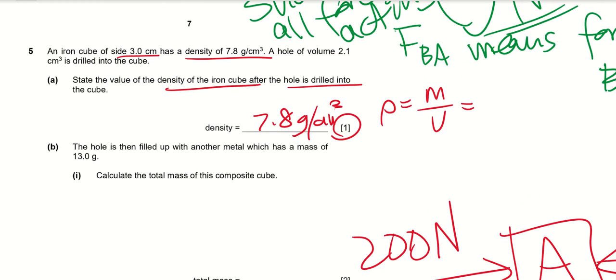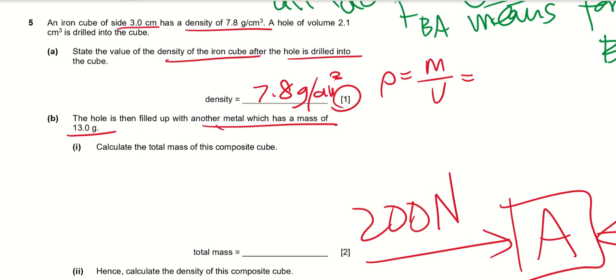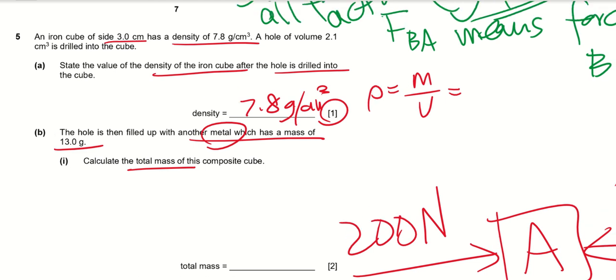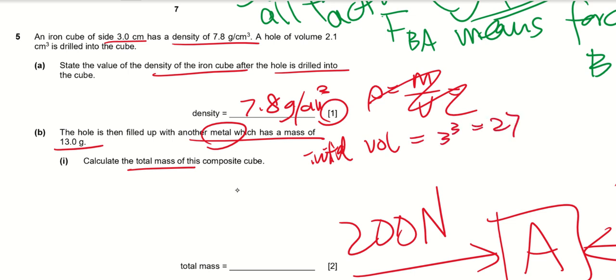Okay, now the hole is then filled up with another metal which has a mass of 13 grams. So now the density will change, because it's another metal. So we calculate the total mass. How do you calculate total mass? Before that, what was the mass of the iron cube? Let me do a calculation. Let me do the volume. Initial volume before the hole was drilled, initial volume was 3 cube, so it's 27.